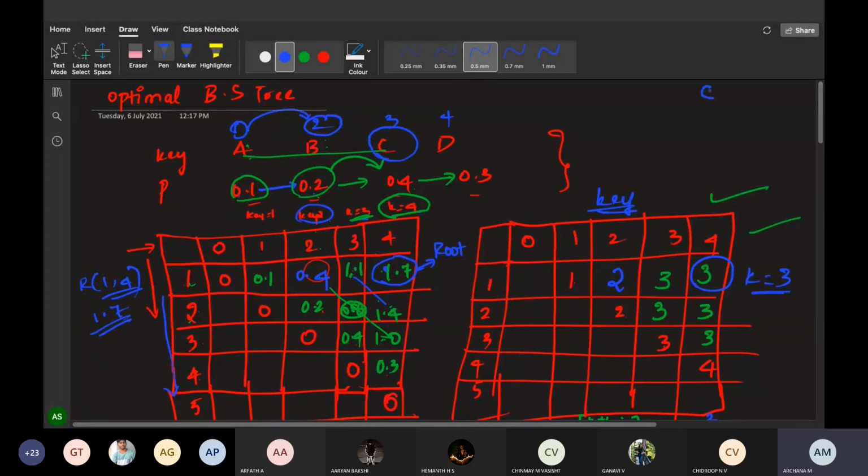So now look here, I am writing here. Can you see whatever I am writing at the top corner? So C will become the root for me now. Understood? That is how we have to select a root. Understood? Yes, ma'am.